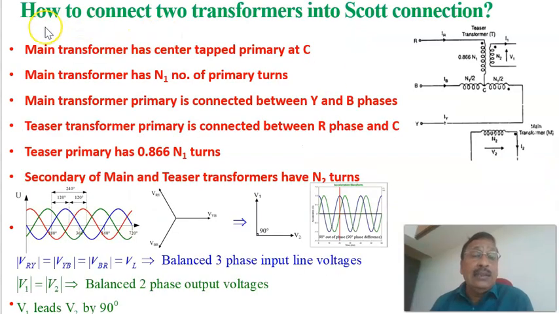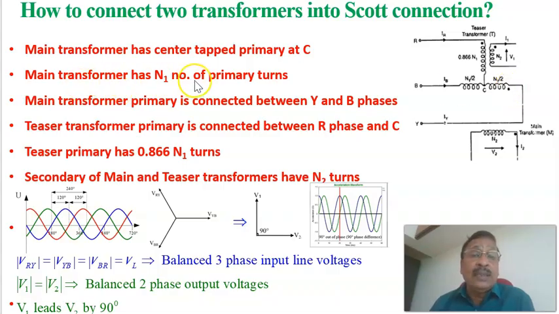As I already told, how can we connect two transformers into a Scott connection? We have two single phase transformers. How can you connect these two single phase transformers to form the Scott connection? That we are explaining in this slide. Same as we have already seen, the main transformer has a center tap on the primary at C. This is the main transformer primary, and at the middle of it there is a center tap point notated as C. Each half is equal to N1 by 2.